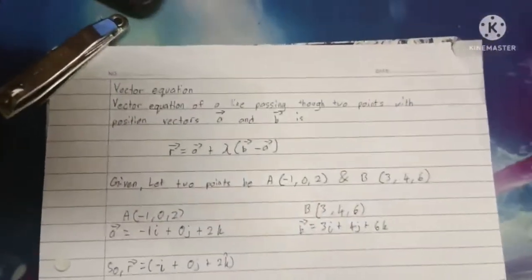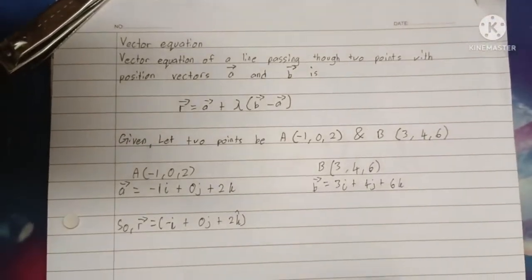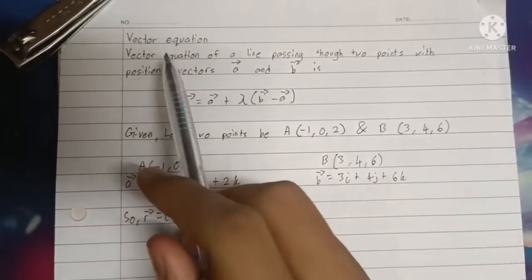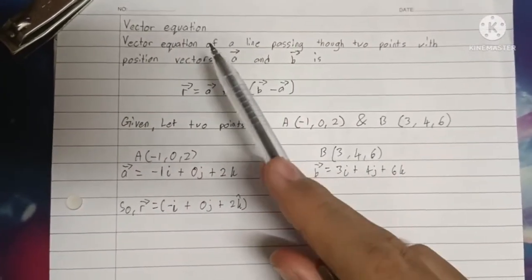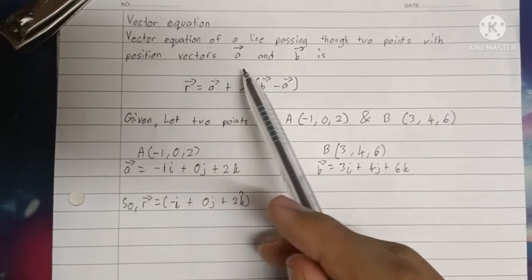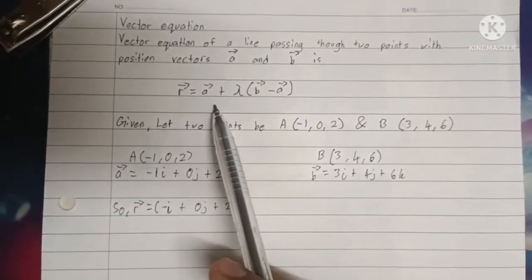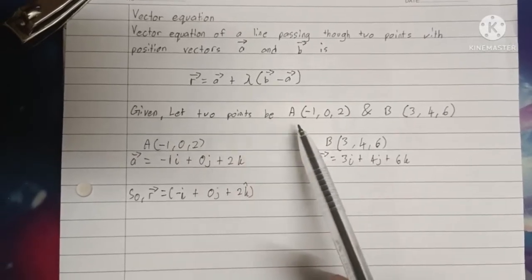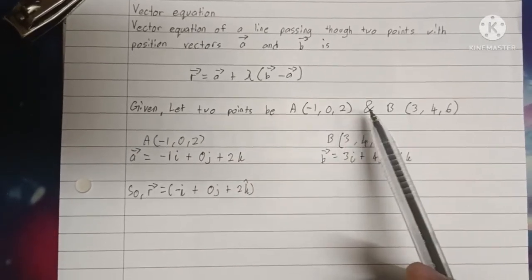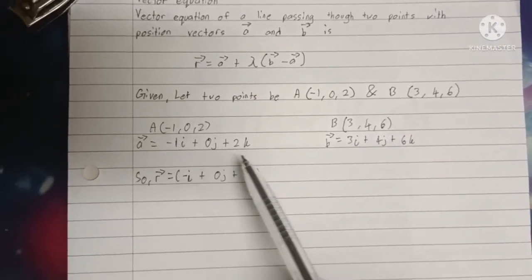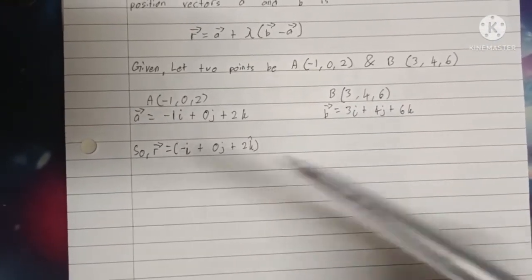Okay, my name is Muhammad Irfan, and I will talk about how to make a calculation. My calculation is about the vector equation. The vector equation of the line passing through two points with position vectors A and B is r equals a plus t times (b minus a). So this is a vector equation. Given two points, A is (-1, 0, 2) and B is (3, 4, 6). So I make an equation for A and B.